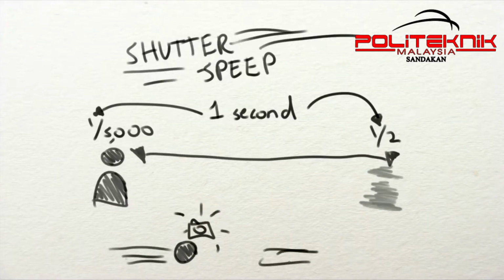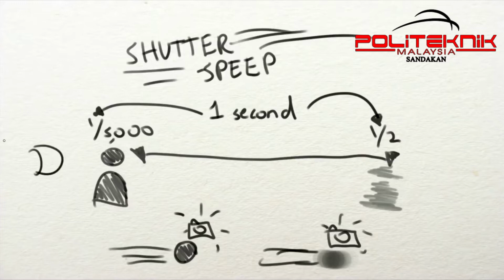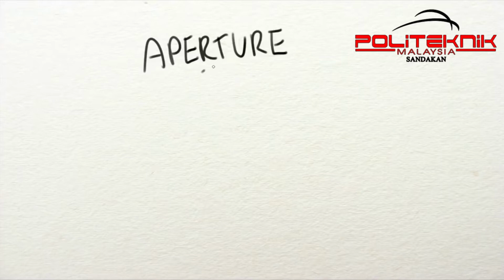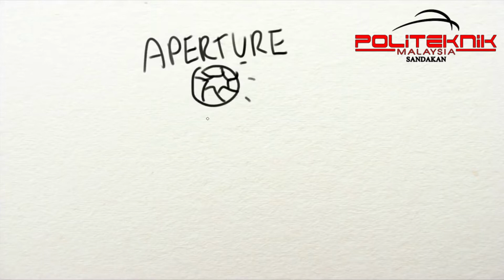But another thing is, the longer the camera takes a photo for, the more light it lets in. So the one on the right will be brighter, whereas the quicker shutter speed, where it takes less time to take the photo, will be darker. So the final one, and usually the hardest for most people to understand, is aperture. Imagine aperture being the eye of the camera, and you're opening and closing the eyelids of the camera.